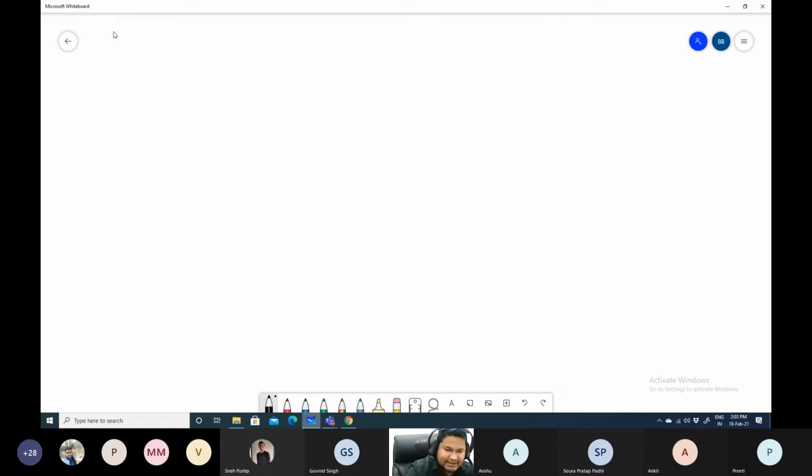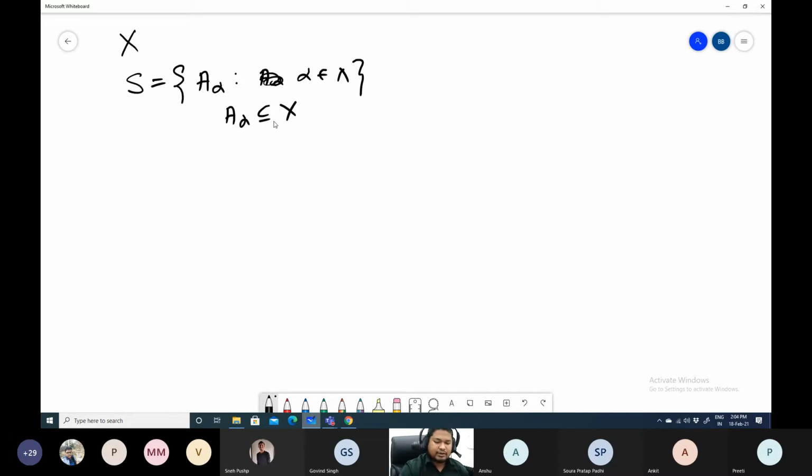Now, first of all, what is a subbasis? Suppose X is a topological space and S is a collection of sets A alpha, where alpha belongs to some index set, and each A alpha is a subset of X. It also has the property that if you take the union over all of these A alpha, you get the whole space X. If a collection of subsets satisfies this property, we call it a subbasis for a topology. But for which topology, we do not know yet.